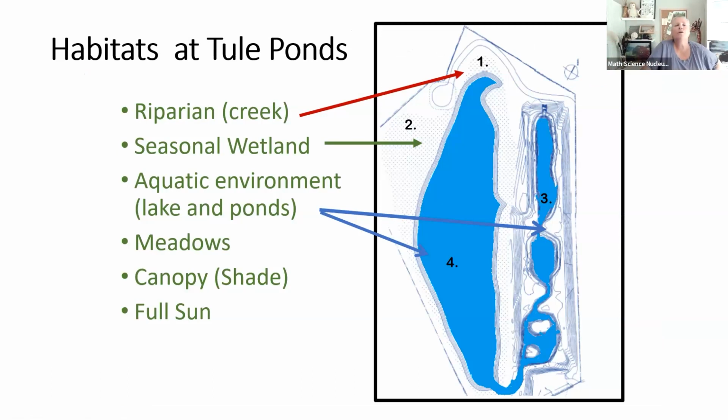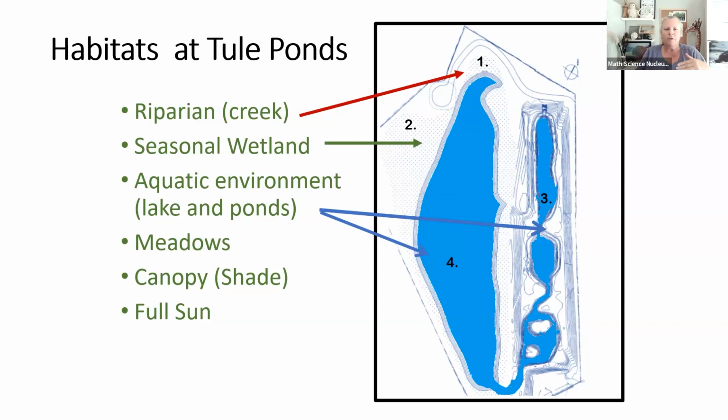All right. So when you go to Tule Ponds, I think you're doing it not till later, till like springtime. But when you go, make sure you wear comfortable shoes because you're going to be hiking all around. And we have different kinds of habitats there. Back at number 1, there's a small creek. Anytime that you have an area that's near water, it's called a riparian area. So this creek is going to have some fast flowing water.